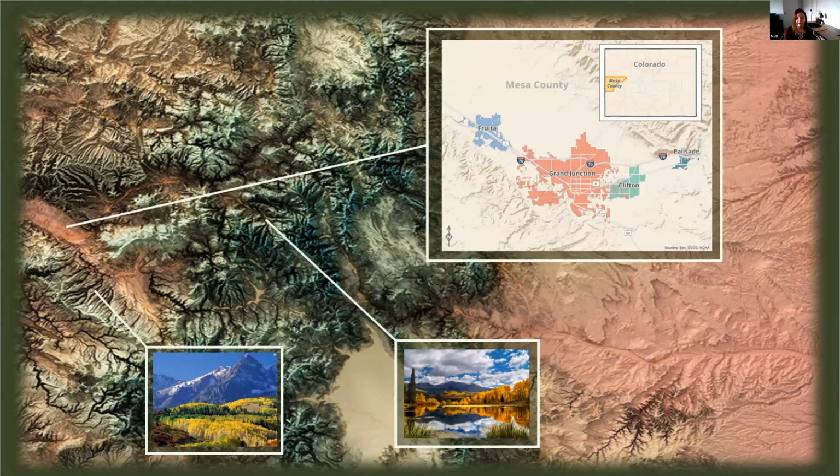Clifton is located in the heart of the Grand Valley within Mesa County, and its name suggests it is a landscape filled with distinct mesas, plateaus, and valleys that were shaped throughout geological time. Grand Junction is 7 miles to the west and Palisade 6 miles to the east of Clifton.